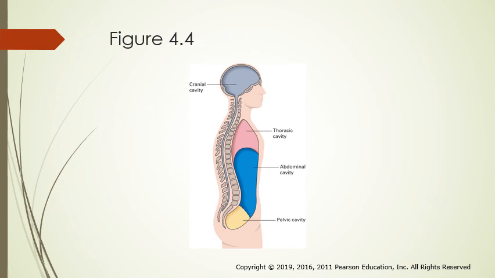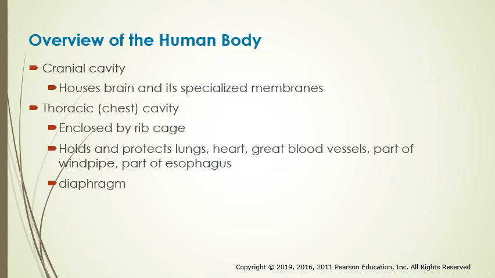Here's a good picture that depicts each cavity. You have your cranial, thoracic, abdominal, and pelvic. In your cranial cavity, you've got your brain and its specialized membranes. So not much in there, but it is probably one of the most important things we have.